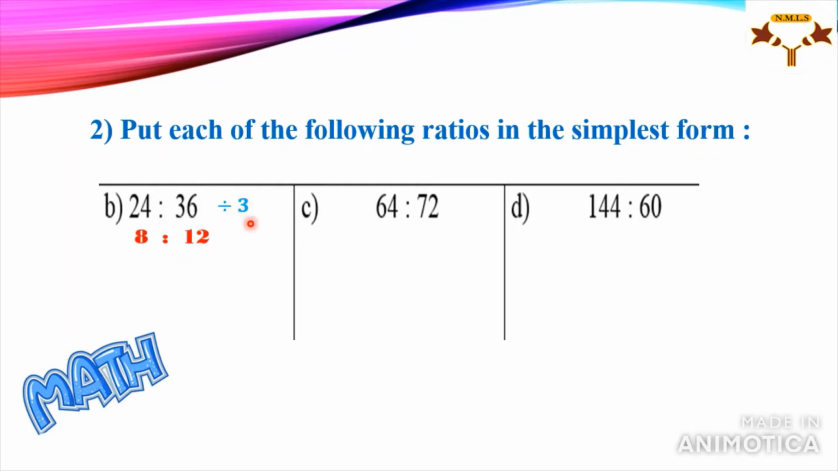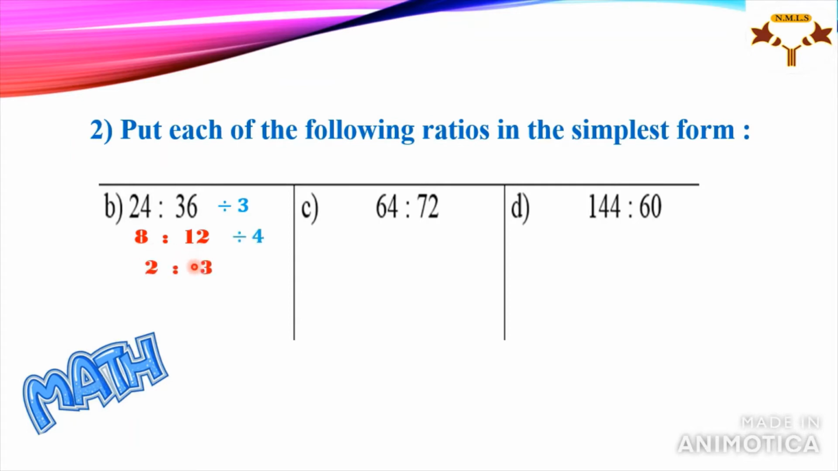But what if I want to divide by a bigger number? 24 and 36, both of them are divisible by 3. Yes, 24 divided by 3 equals 8. 36 divided by 3 equals 12. And 8 to 12 is not at its simplest form.